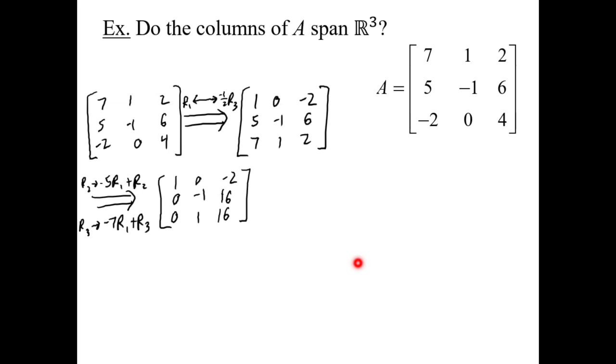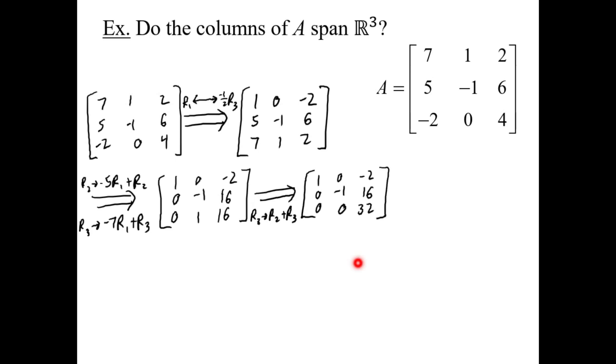Just make sure I didn't make a mistake here somewhere. Feel like I might have. It's okay if I didn't. No, I think we're good. Okay, cool. And then finally, row 3 gets replaced with row 2 plus row 3. So we go 1, 0, negative 2, 0, negative 1, 16, 0, 0, 32.